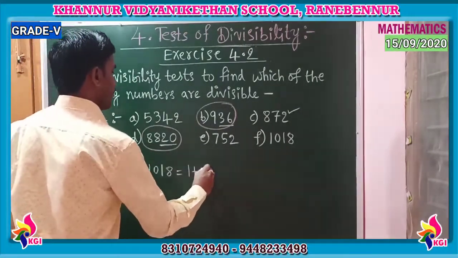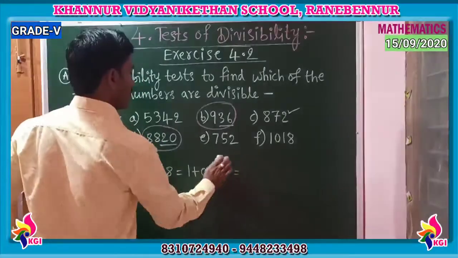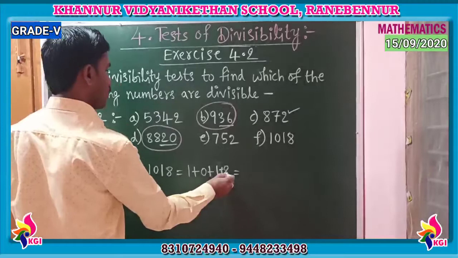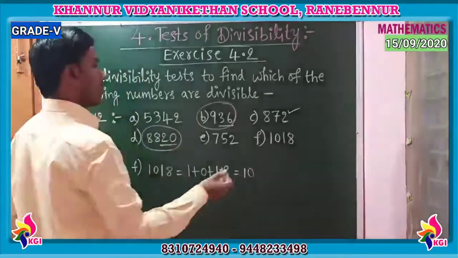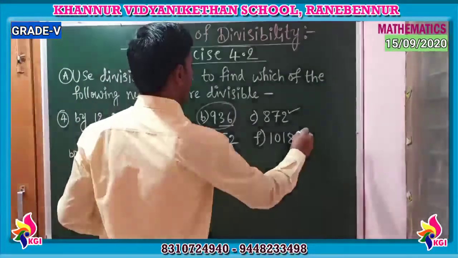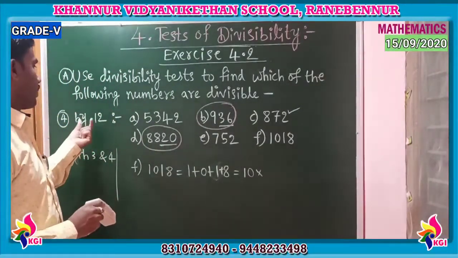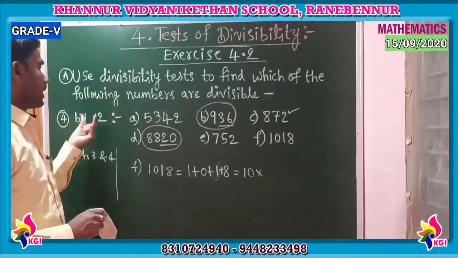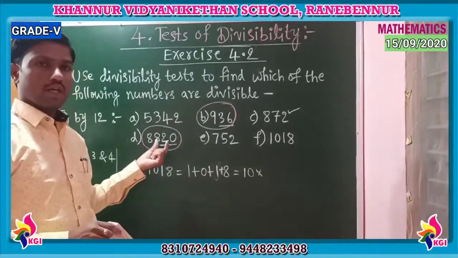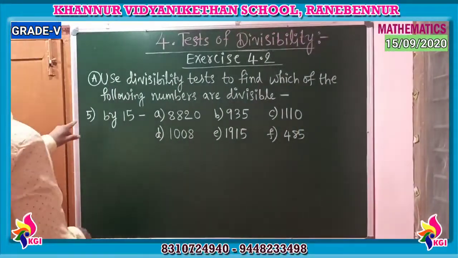1018. Sum of its digits: 1 plus 0 is 1, 1 plus 1 is 2, 2 plus 8 is 10. 10 is not divisible by 3, children, because 10 is not in the table of 3. That's why this number is also not divisible by 3. With the help of this, we can say that only these two numbers, B and D, are divisible by 12: 936 and 8820.